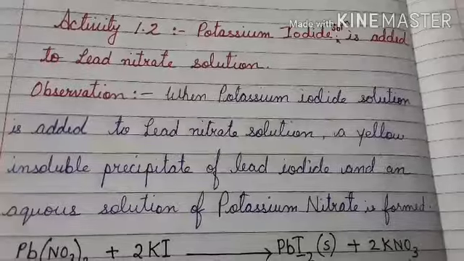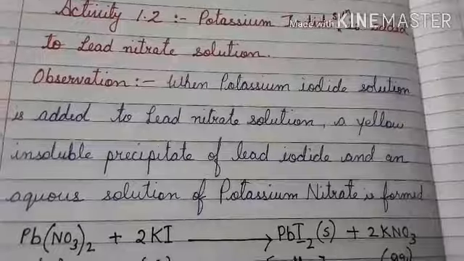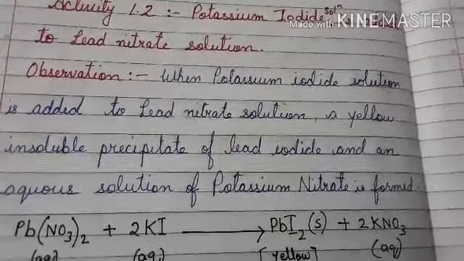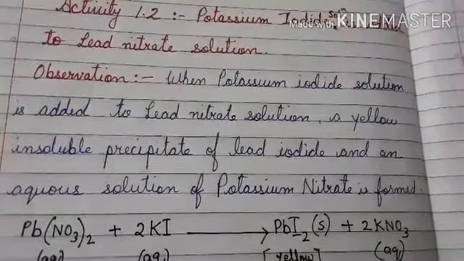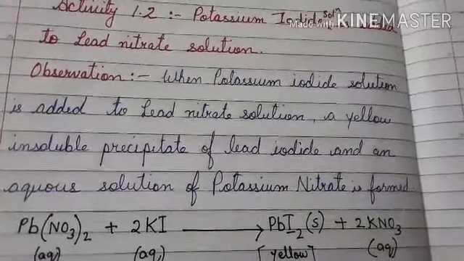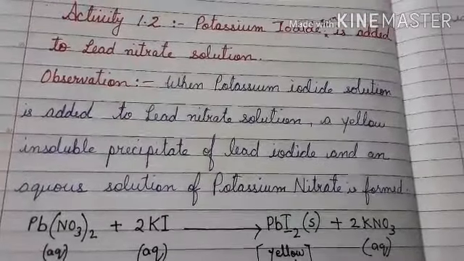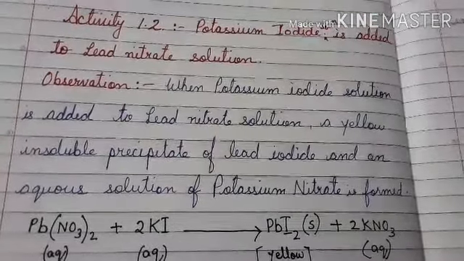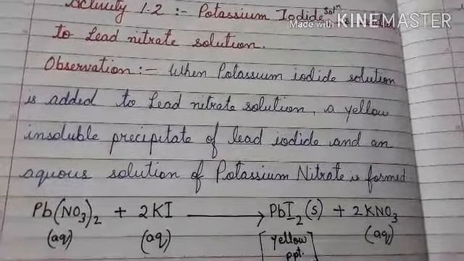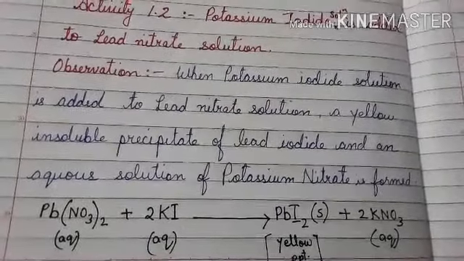Activity 1.2: Potassium iodide solution is added to lead nitrate solution. Observation: when potassium iodide solution is added to lead nitrate solution, a yellow insoluble precipitate of lead iodide and an aqueous solution of potassium nitrate is formed. The reaction: Pb(NO3)2 aqueous plus 2KI aqueous gives PbI2 solid, yellow precipitate, plus 2KNO3 aqueous.